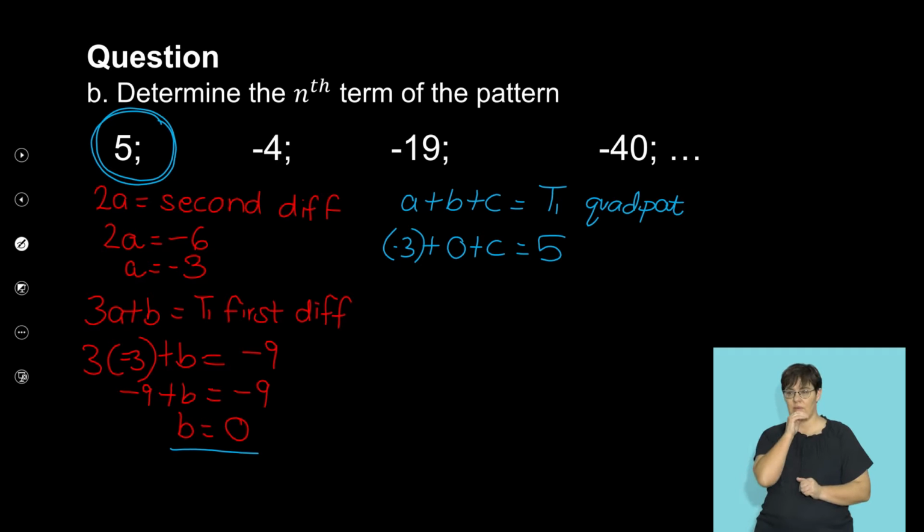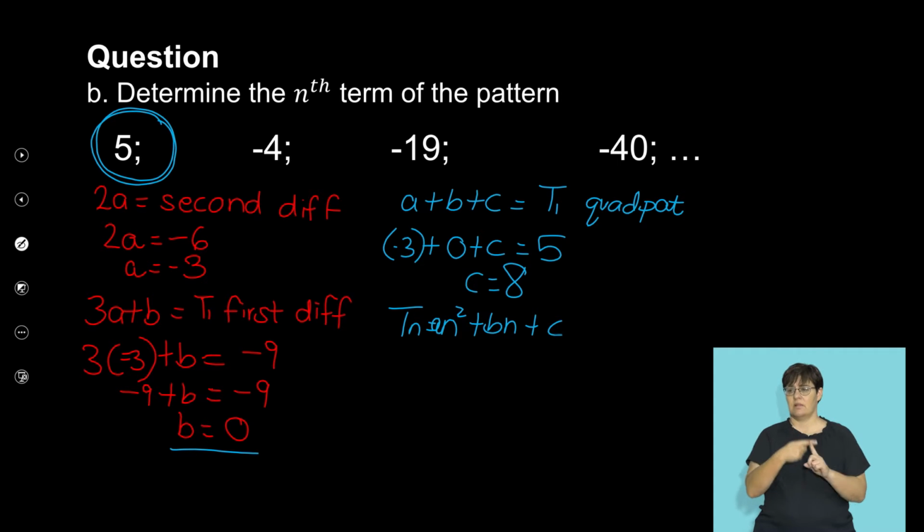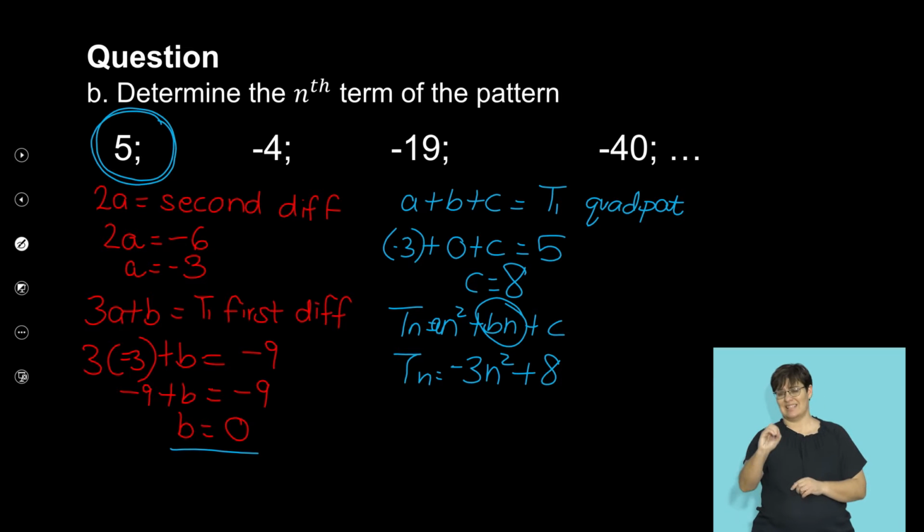This ultimately means that if I take the negative 3 over, C will be equal to 8. At this point, please don't forget to conclude, because I still need to substitute into Tn is equal to An squared plus Bn plus C. So Tn will be equal to negative 3n squared plus 8. Please note that I don't have anything with Bn because B has a value of 0. I hope that everyone's okay with me so far.